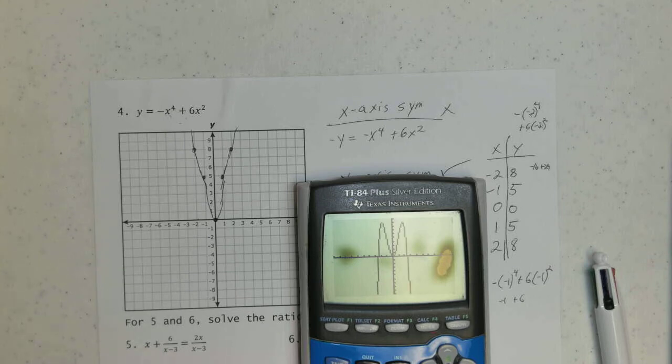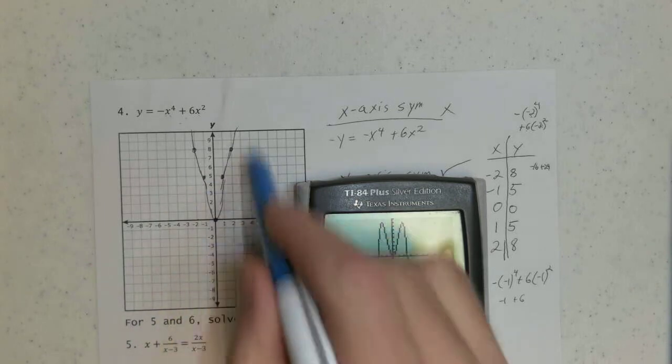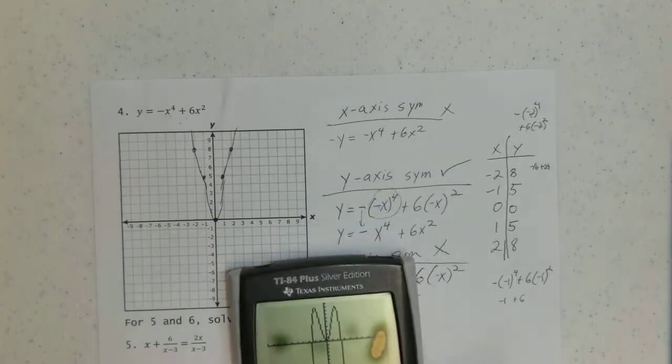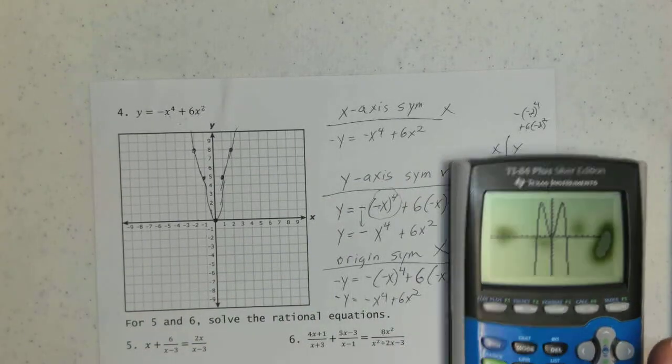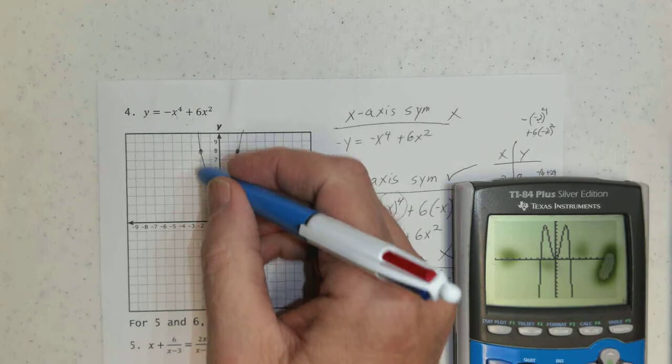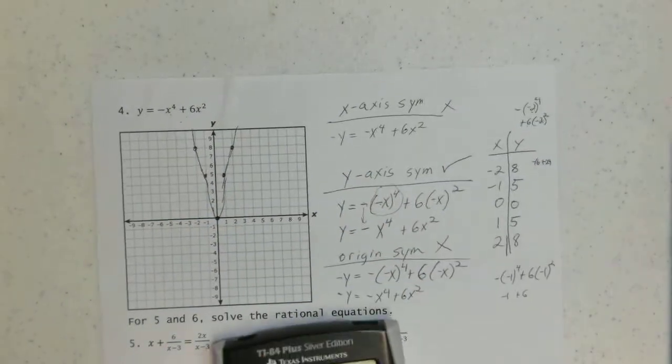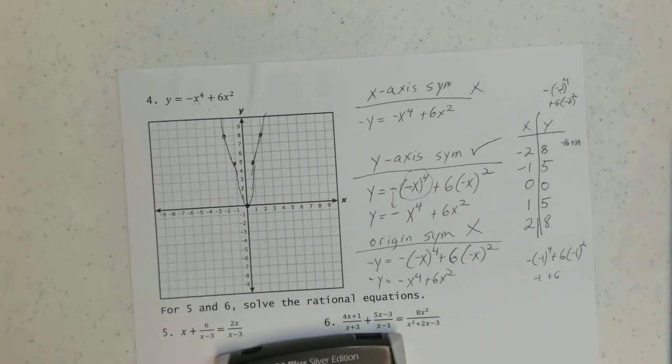Oh, okay. There is stuff going on here. So it's not going up. It comes back down from there. Well, I wouldn't have seen that without graphing it.